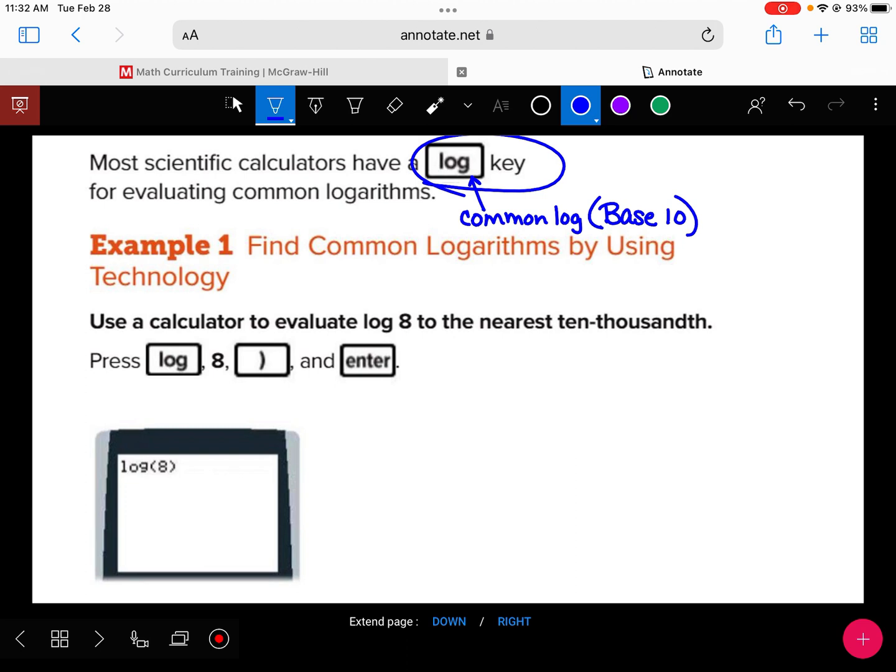I want you guys to practice using that button. We're going to calculate the log of 8. So push that log button, log. It's going to automatically open up parentheses for you. I want you to put 8 in there. And then close the parentheses. And hit enter.